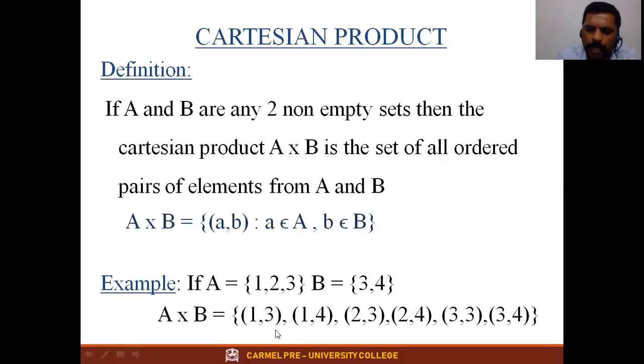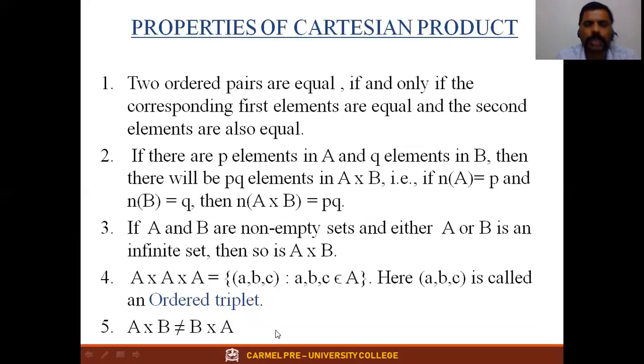Now we'll go back to a little detail about Cartesian product with respect to properties. So, properties of Cartesian product. Two ordered pairs are equal if and only if the corresponding first elements are equal and the corresponding second elements are also equal. If any one fails, that means the given ordered pairs are not equal.